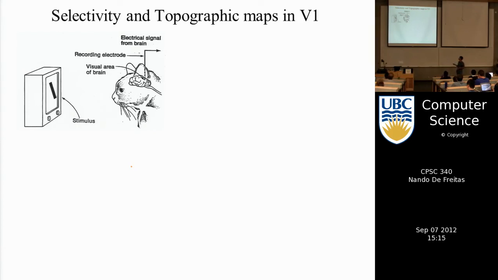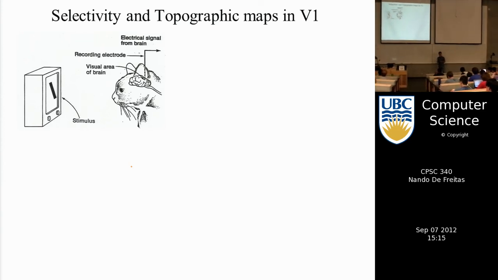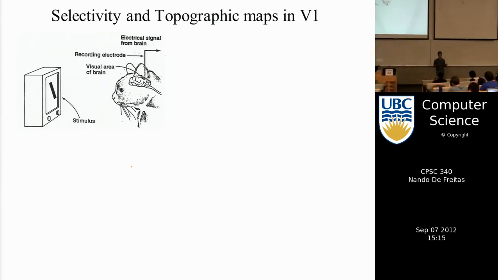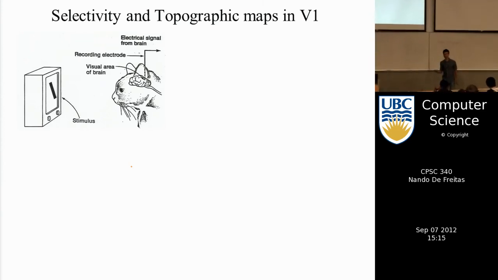So Hubel and Wiesel, a few decades ago, put an electrode on a cat. And by the way, I strongly recommend you Google Hubel and Wiesel and watch the videos online. There's a lot of very good stuff on YouTube about Hubel and Wiesel, so you can see the original experiments there in great detail.